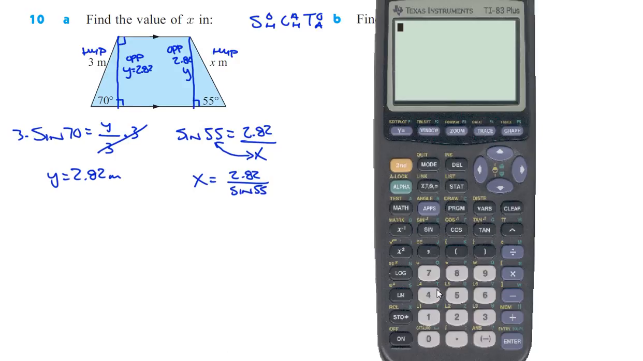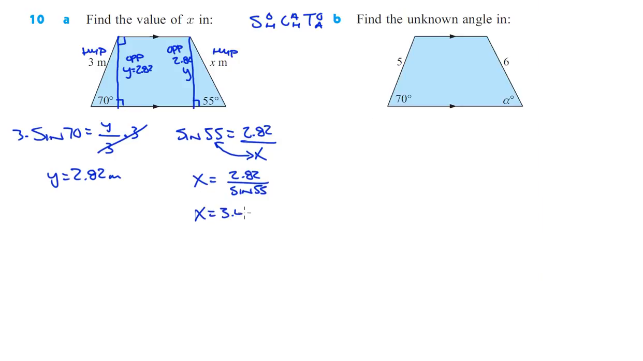So let's figure that out. We've got 2.82 divided by sine 55, and we get 3.44 meters. Okay. All right. Last one here. We can do the same thing here to find this angle. We're going to want to draw this here, make that a right angle. This value here. We do the same thing over here. Since these lines are parallel, we know that this will also be y. So let's figure out what that side is there.